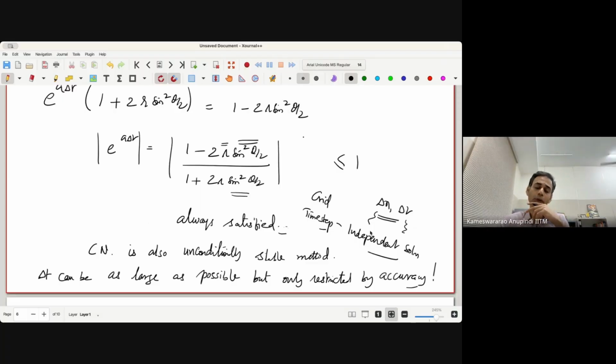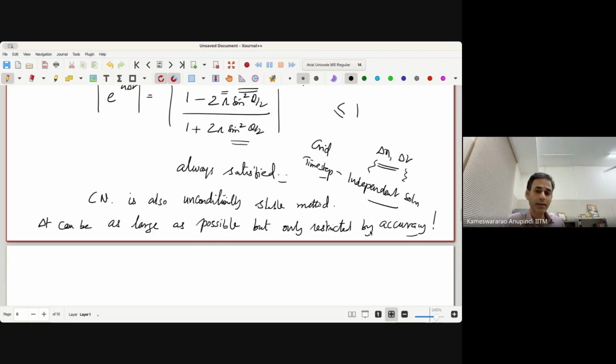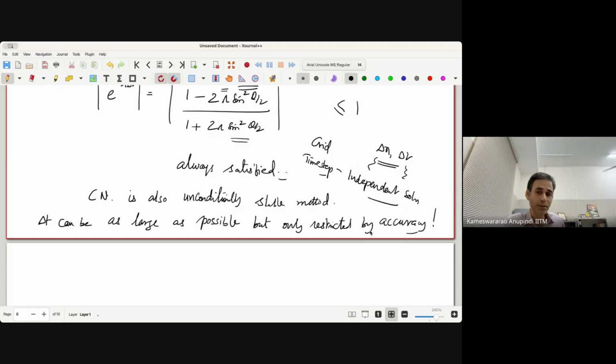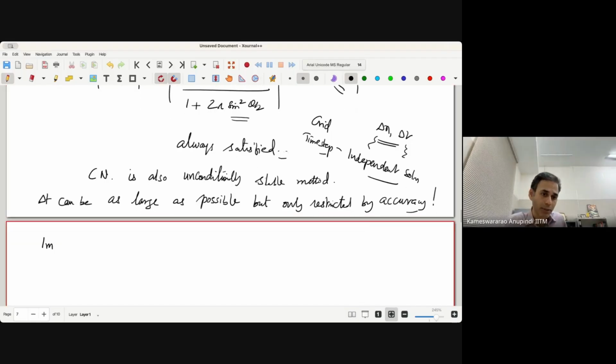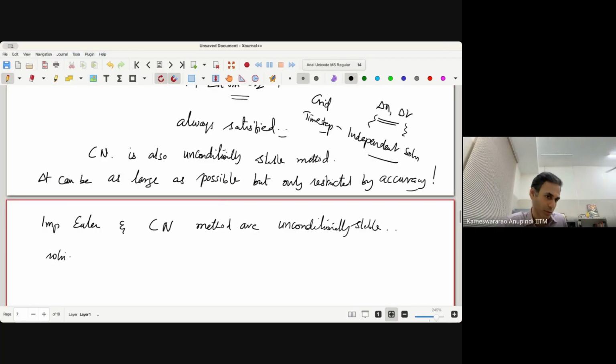Now one more question that comes up here is, if both the implicit Euler and the Crank-Nicolson methods are unconditionally stable, that is, they are always stable, then which method should one use?